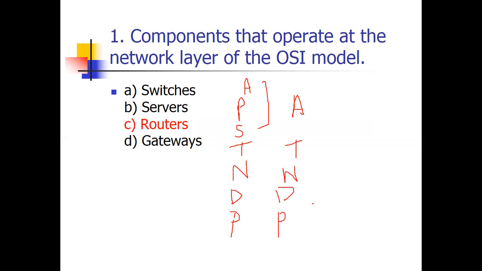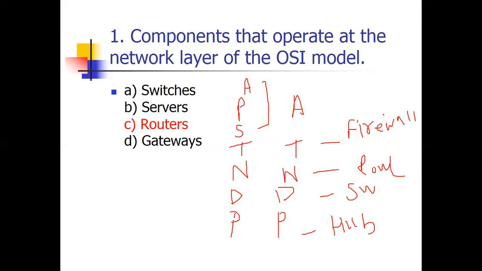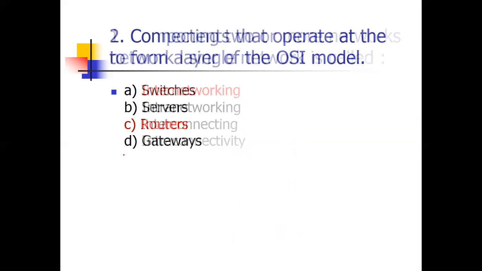Now the components: in the physical layer, the components used are hub or cable. In the data link layer, the component used is the switch. In the network layer, the component used is the router, and in the transport layer, the component used is the firewall. So now you can clearly answer the question, which components are used at the network layer. So at the network layer, we use routers.